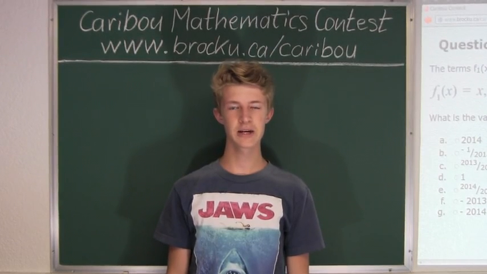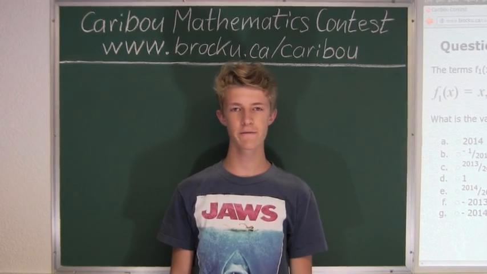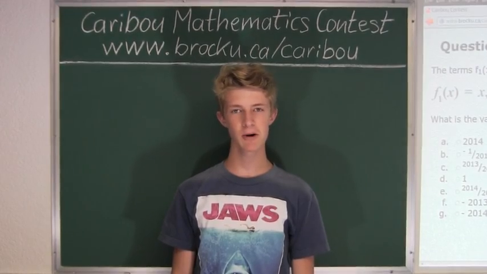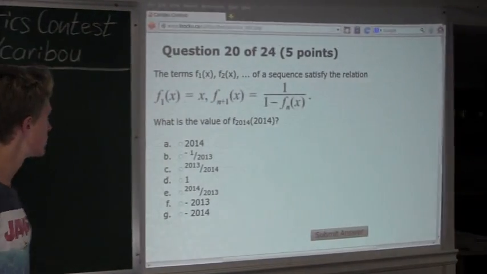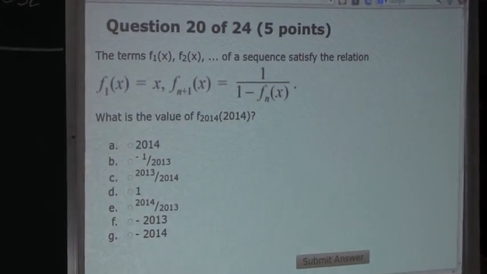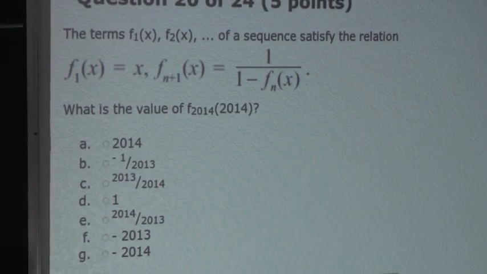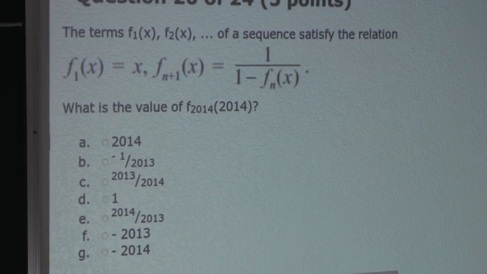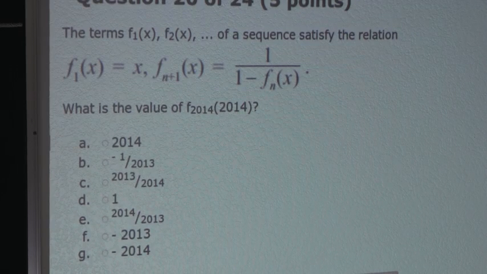Hi, this video is about the Caribou Mathematics Contest. I'm going to show the solution for the May 2014 Grade 9-10 Contest, question 20, which also came up in the Grade 11-12 Contest. So the question is, the terms f1 of x, f2 of x, and so on of a sequence satisfy the relation, which is shown here. What is the value of f 2014 of 2014?